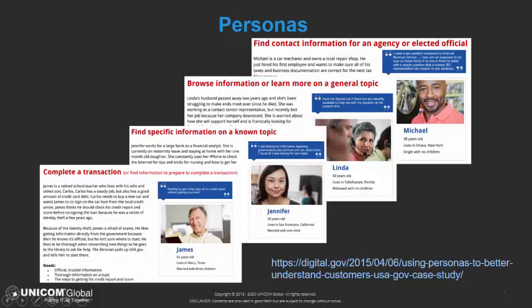For example, when the U.S. government examines their website, digital.gov, for customer experience, they do so through the use of personas that they publish on their website. You can view these personas on digital.gov at the URL below.